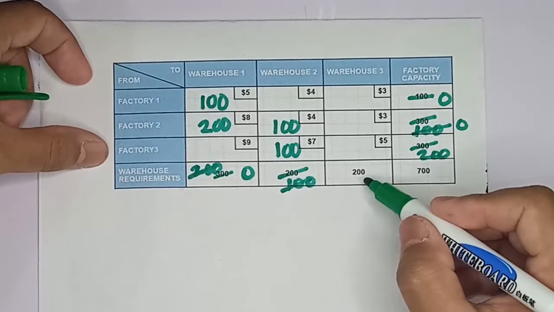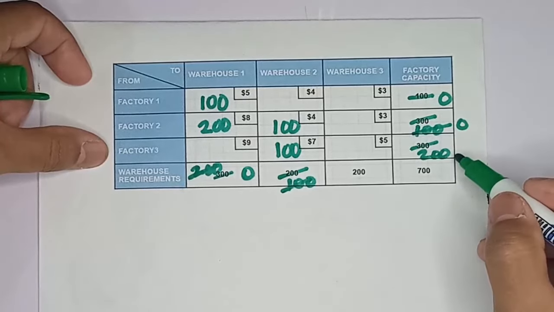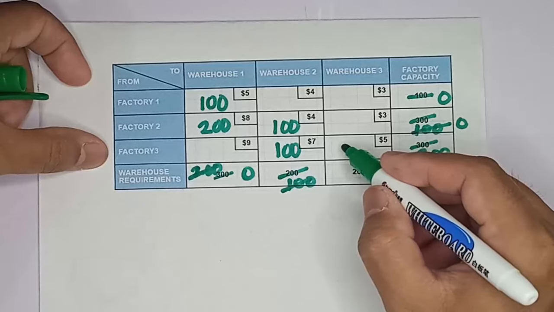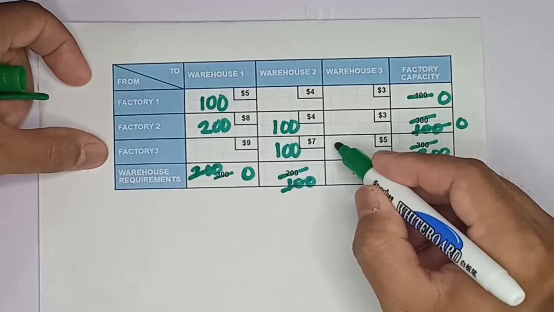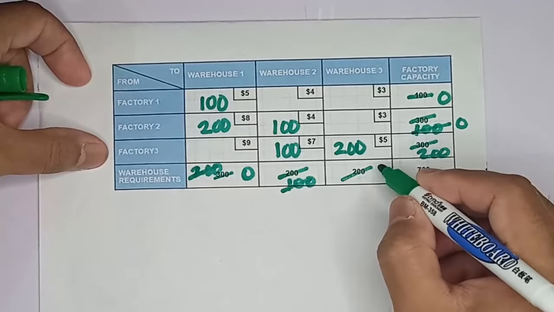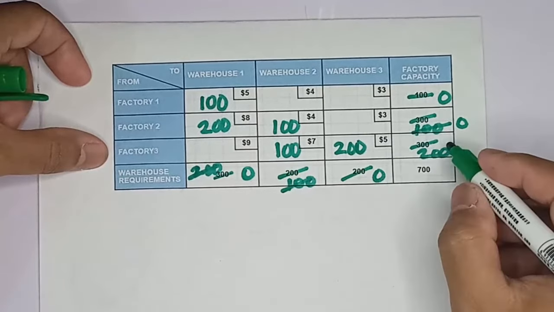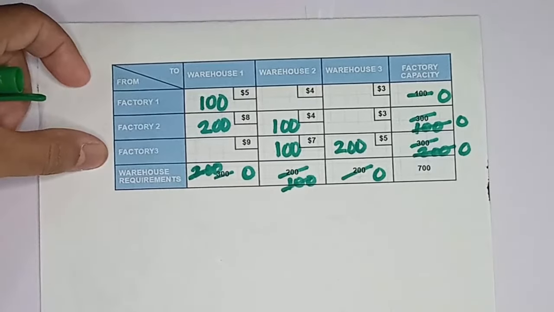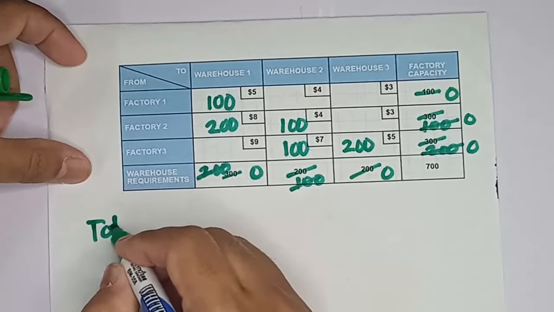The third warehouse has a demand of 200 units, which is equal to the remaining capacity of factory 3. So on this cell, we're going to allocate 200 units. Demand of warehouse 3 will be equal to 0 and the capacity of factory 3 will be equal to 0.